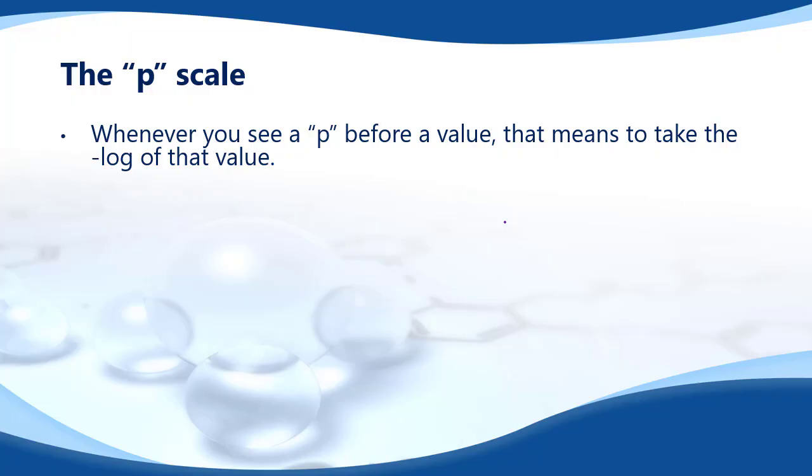So when you see pH, that is the negative log of the acid concentration, H3O+. If you see pOH, that's the negative log of the base concentration. So if you're taking the negative log of an acid, it's pH. If you're taking it of a base, it's pOH.